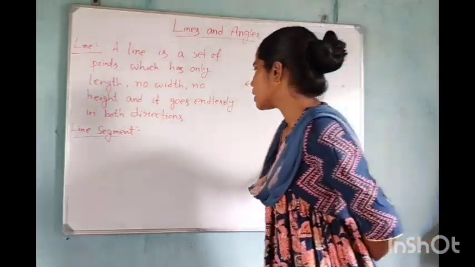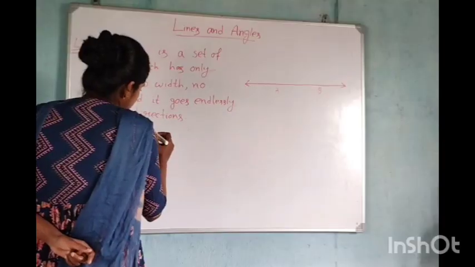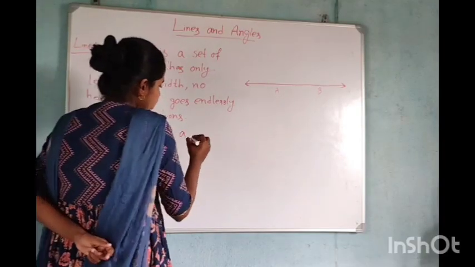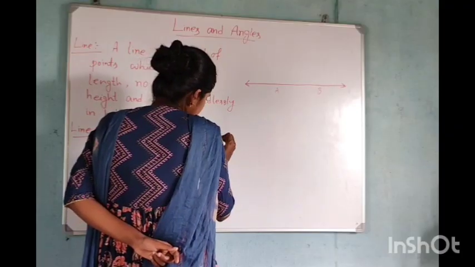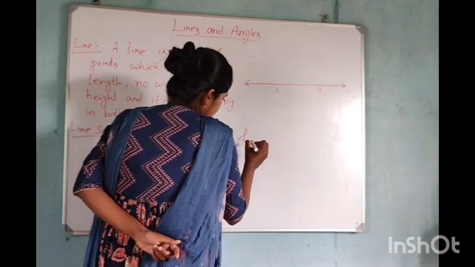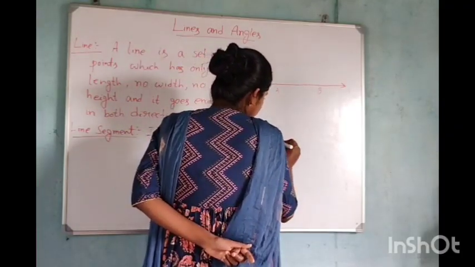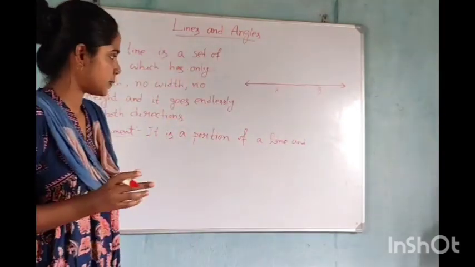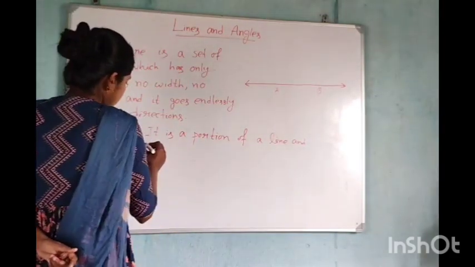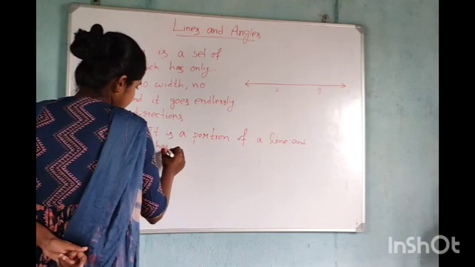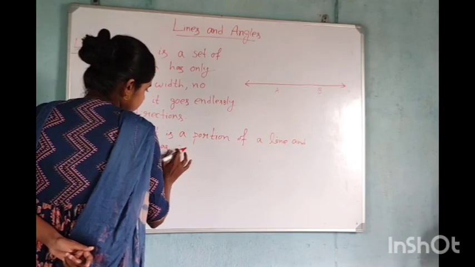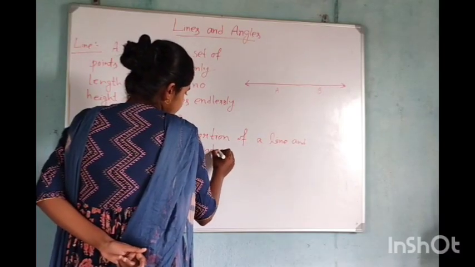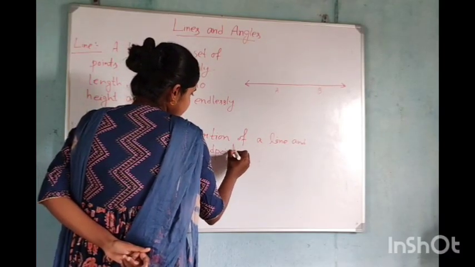Okay? So a line segment is a portion of a line, and it has two endpoints. Okay.